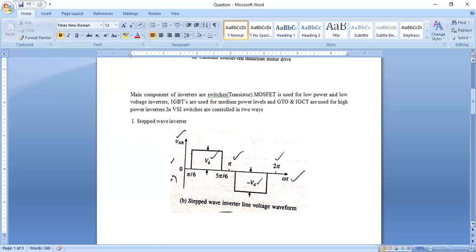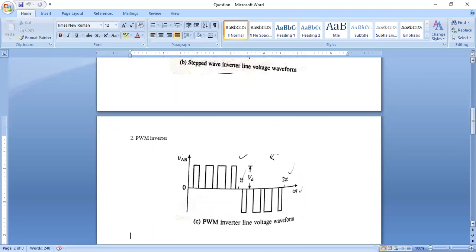Now, we have to control the transistors, right? To control the operation of the whole system, we need to control the transistors. Then how to control them? We control the gate of the transistors. There are two methods for that. One is the stepped wave method, and another is the PWM method.